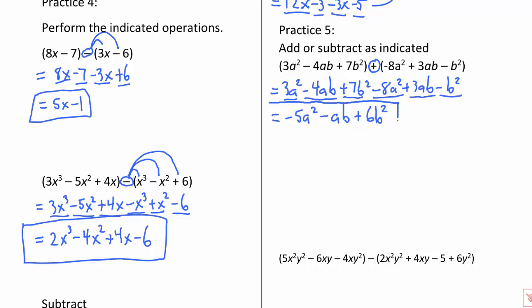By the way, what's the degree of this polynomial? Well, what's the degree of the first term? It's 2. What about the second term? It's 2 as well because it's 1 plus 1. What's the third term? It's 2. Every term in here is 2, so its degree is 2. There you go. And it's a trinomial because there are 3 terms.